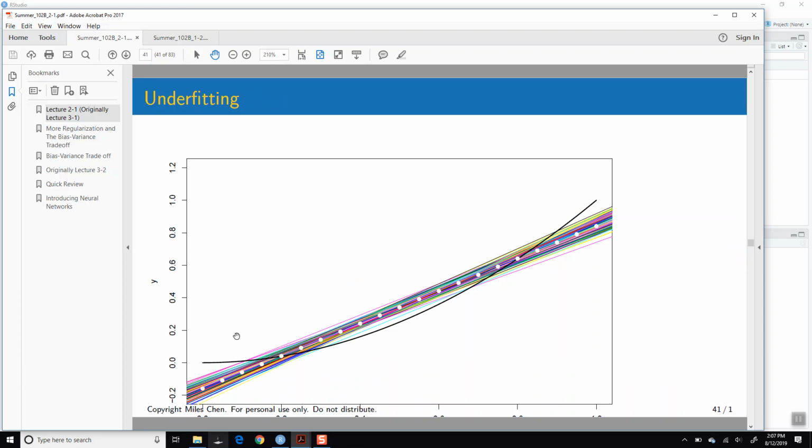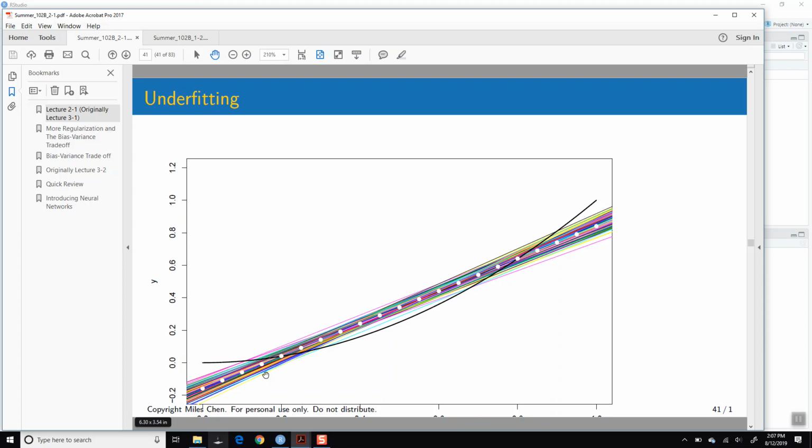Again, this black curve represents the true model, and there are like 100 little straight lines here. Each of them was found by taking random noise around the true model and fitting a straight line. Then I did another set, random noise around the true model, and fit a straight line. Another set, fit a straight line to all of them. These are all the different straight lines that I got. And these white dots represent the average of all the different straight lines that I fit.